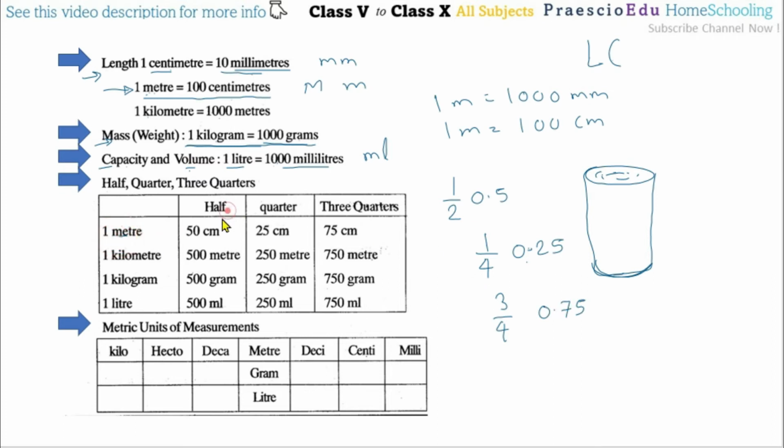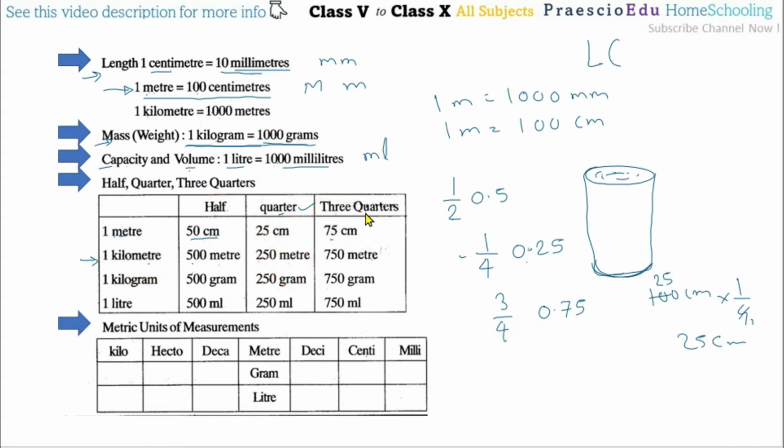Now half of 1 meter means 50 centimeters, because 1 meter is equal to 100 centimeters, so 100 centimeters divided by 2 means 50 centimeters. A quarter of 1 meter is 25 centimeters, because if we multiply 100 centimeters by a quarter, 1 by 4, 4 ones are 4, 4 twos are 8, 4 fives are 20, that means 25 centimeters. So this conversion should always be remembered. Then like this, 3 quarter means 75 centimeters. Like this for the kilometer, 500 meters means half kilometer, quarter kilometer means 250 meters.